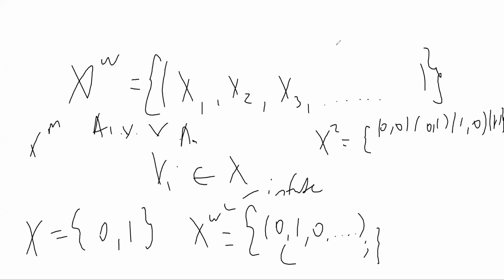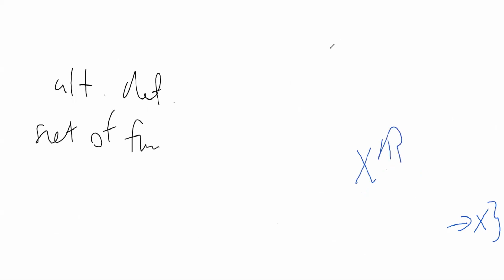Just write it as an example. For instance, if you have X to the power R, of course you cannot really imagine it as a lot of multiplications of this X, right? Because now it's not countable. Then this consists of all this kind of function, which is a set of functions, such that each function is a function from R to X. Alternative definition: set of functions.